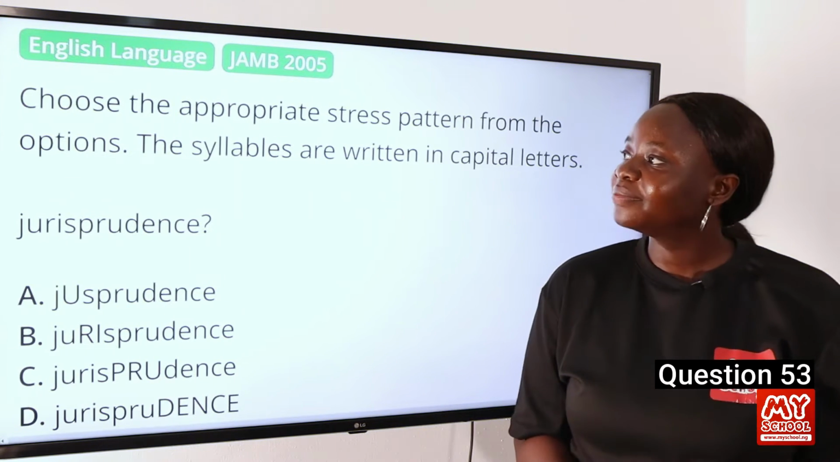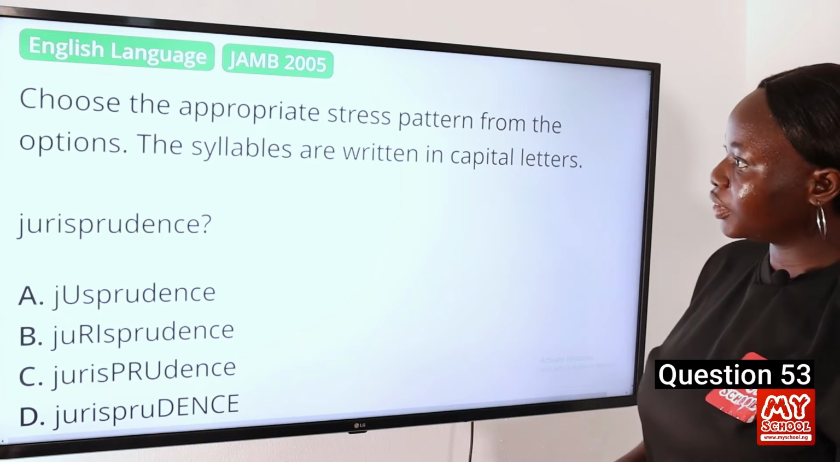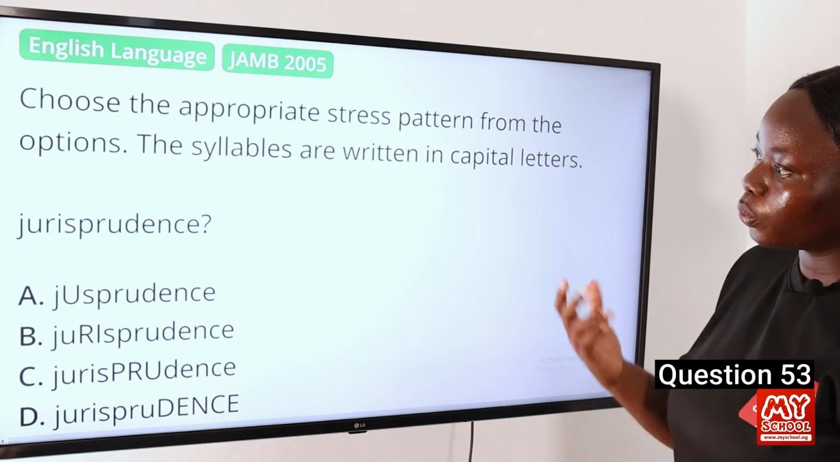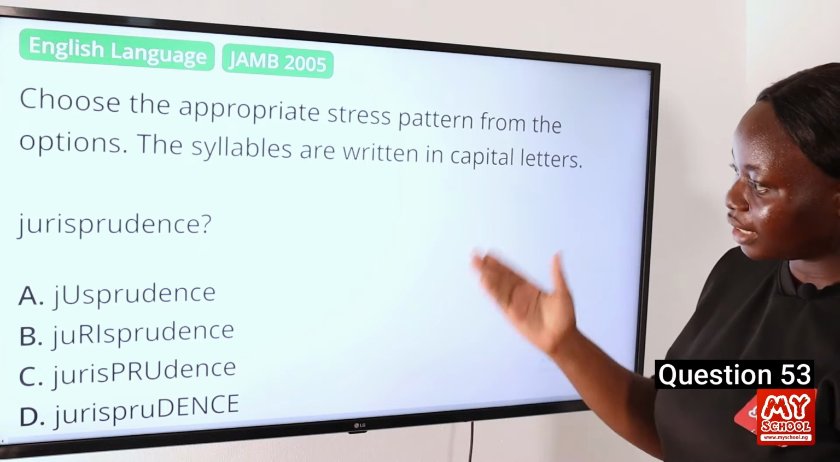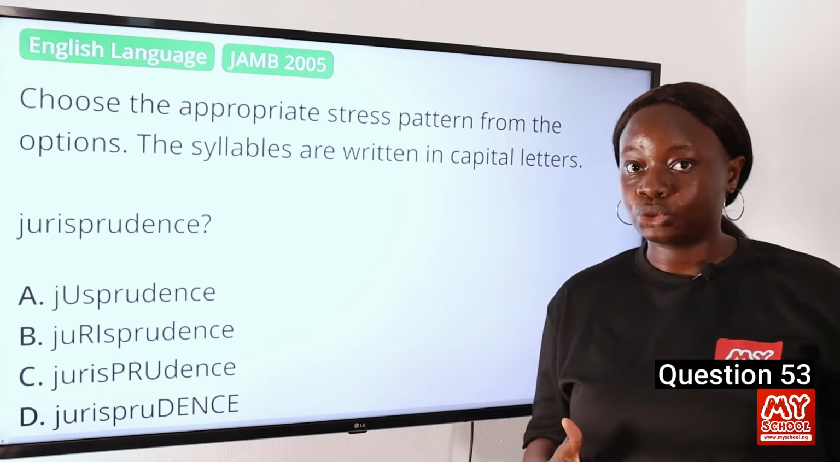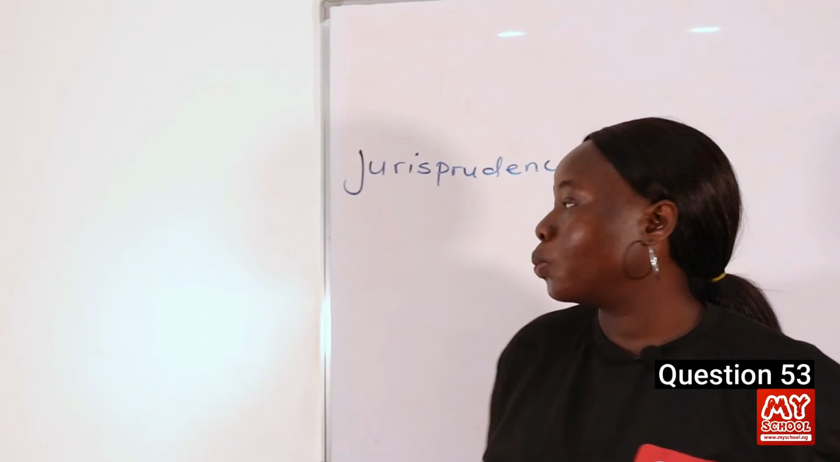Question 53. Choose the appropriate stress pattern from the options. The syllables are written in capital letters. So we have the word jurisprudence, and we have different options where the stress is placed on different parts of that word. So let's go to the board to see what the answer to this question is. So we have the word jurisprudence.